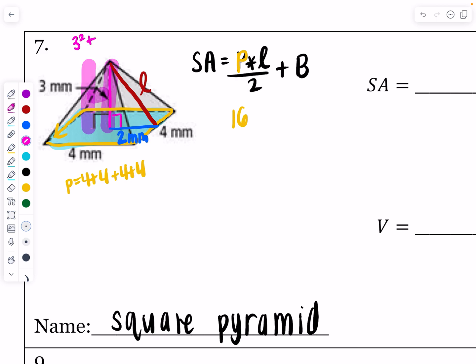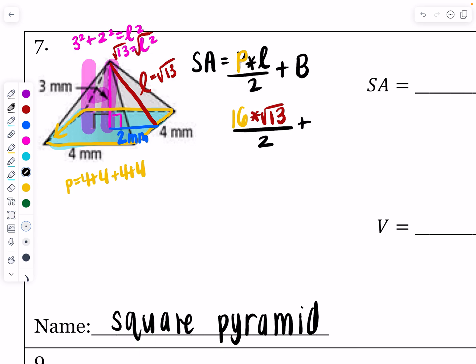Y'all, I'm going to take off my bracelets. I'm sorry to keep hitting the screen. 3 squared plus 2 squared is equal to L squared. And so when we do that, 3 squared plus 2 squared is going to give me 13. So if L squared is 13, then L is going to be equal to the square root of 13 because I take the square root of both sides. Okay, so now I have my slanted height. It's going to be root 13. If you rounded that, I think it'd be about 3.6, but I have my students leave it until the very, very end, and then we round at the end to keep it more exact.